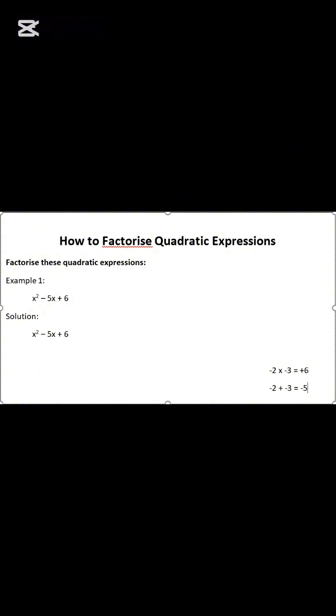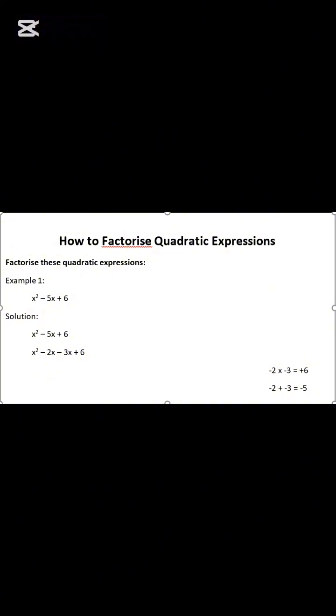Perfect. Now that we've gotten the two numbers we're looking for, we'll split the middle term using those two numbers. Instead of having x squared minus 5x plus 6, we'll rewrite the minus 5x as minus 2x minus 3x. That gives us x squared minus 2x minus 3x plus 6.